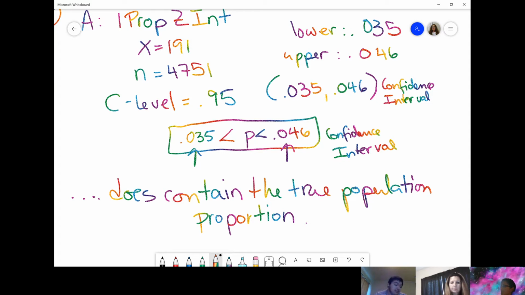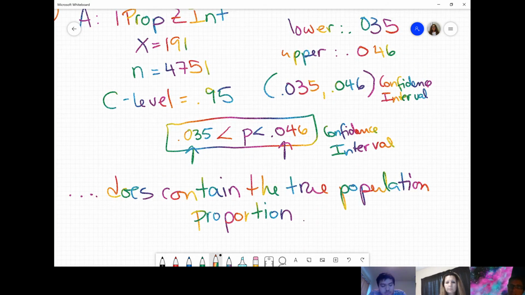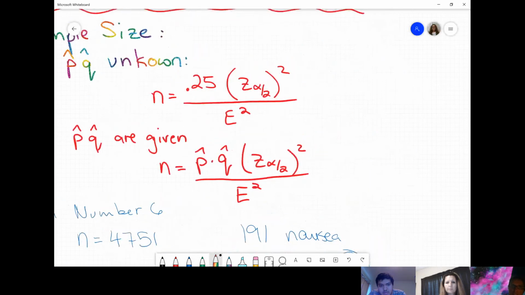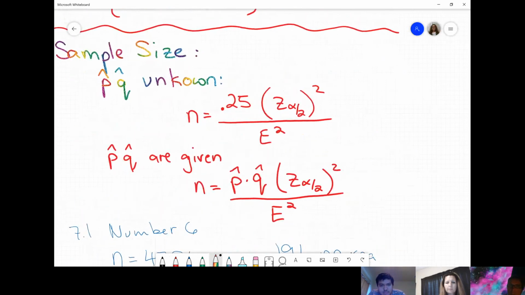Yes. The only time, and that's the last thing I'm going to do, is starting with number 11, you now have to find the sample size. Where are my 2 formulas? Right here. Sample size formulas.